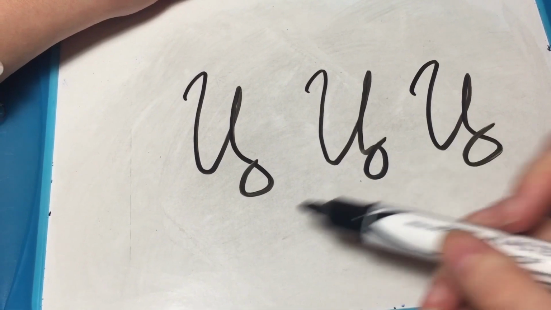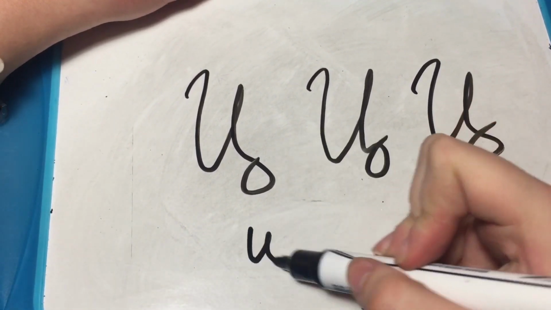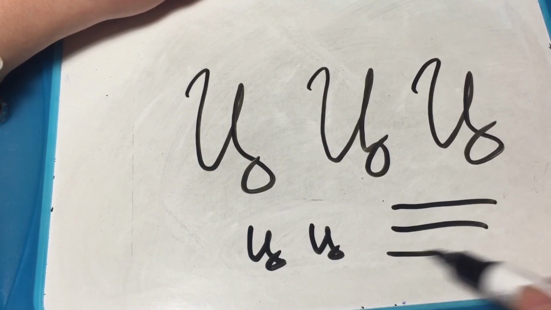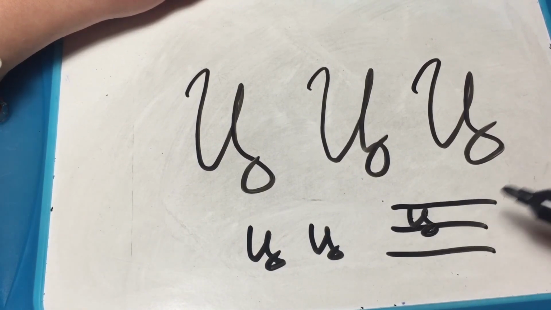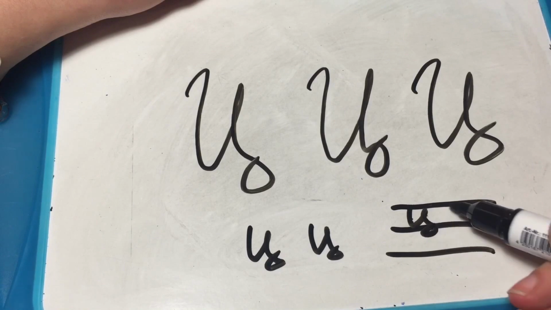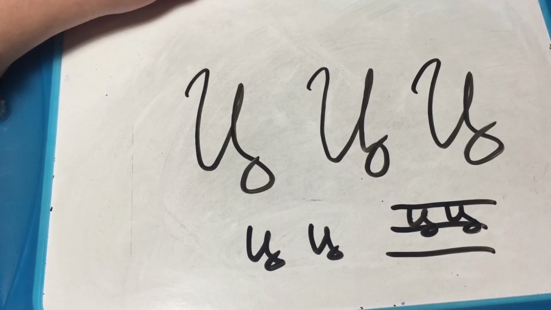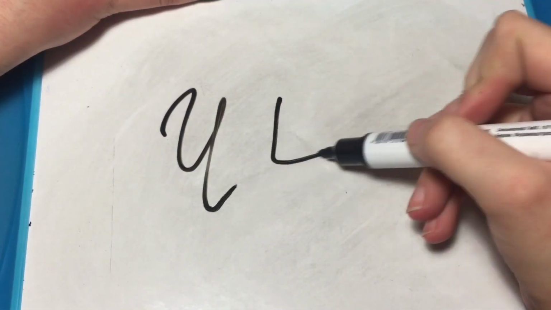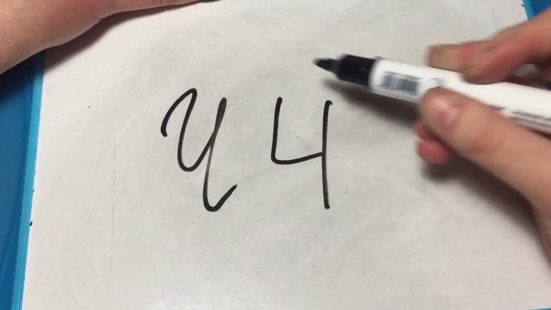So this is the capital letter. Small letter would be exactly the same. So again, the loop. If we were to write it on line paper, it would be like this. So the loop would be on the line here.